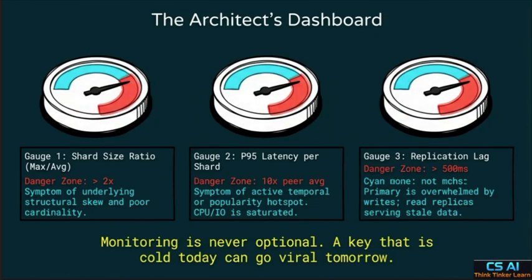As an architect, your dashboard should have three main gauges. Shard size ratio. If the max to average ratio is over 2x, you have structural skew. Number two is P95 latency. If one shard is 10 times slower than its peers, it's a hotspot. Third is replication lag. If it's over 500 milliseconds, your primary is overwhelmed. Monitoring is non-negotiable because a cold key today can go viral tomorrow.